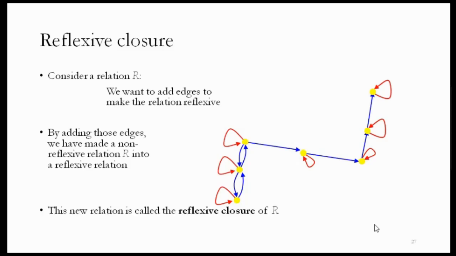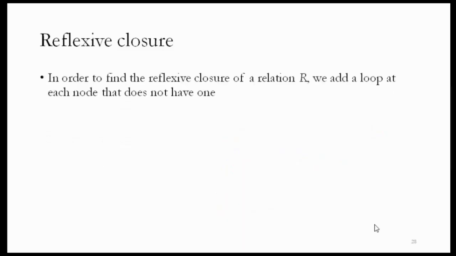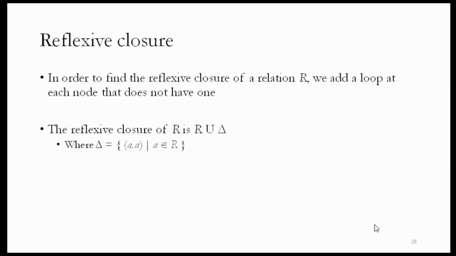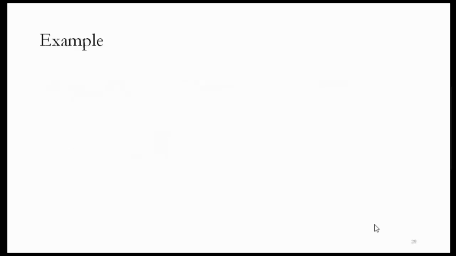This new relation is called the reflexive closure of R. And another example: in order to find the reflexive closure of a relation R, we add a loop at each node that does not have one. In mathematical terminology, the reflexive closure of R is R union Δ, which means the same element belonging to the relation R. It is also called the diagonal relation. With matrices, we set the diagonal all to 1.